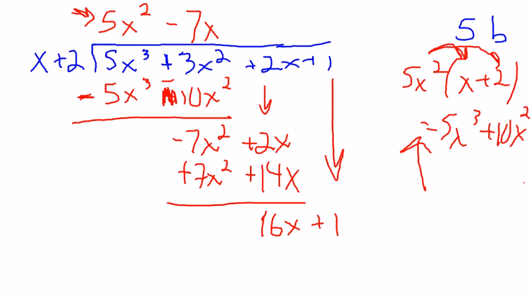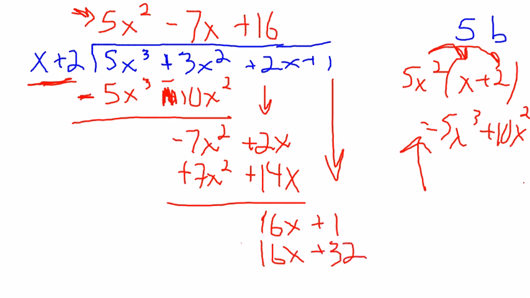Repeat the process of figuring out what goes next up here. So I divide this into 16x right here, and I get 16. So I write plus 16 here. Now I multiply the 16 by the whole thing, right here, this whole x plus 2. That gives me 16x plus 32.